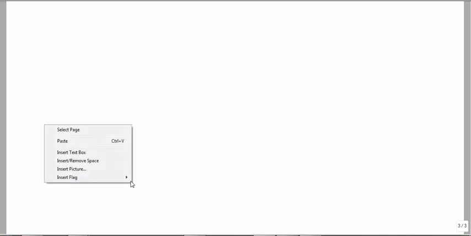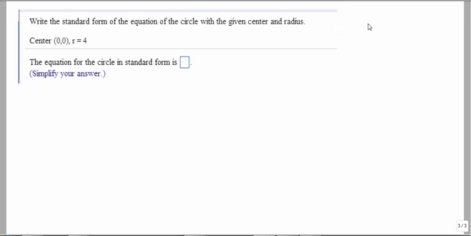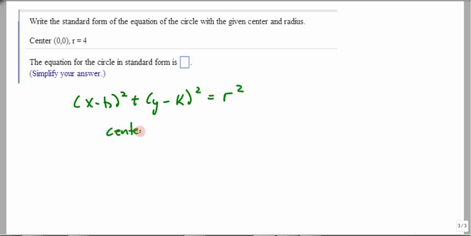So I'm just going to pop in a problem here from my math lab. It would be the kind of problem that you would see. So this says write the standard form of the equation of the circle with a given center and radius. Well, the standard form of the equation of a circle, if you'll remember, was x minus h quantity squared plus y minus k quantity squared equals r squared, where the center is (h, k) and the radius is equal to r. Well, we know that our center is (0, 0) from this problem, and we know that our radius is equal to 4.